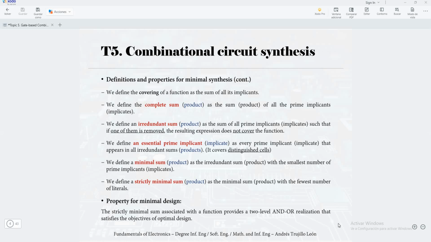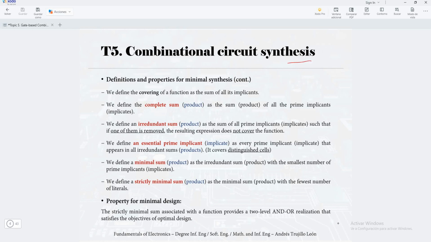So, if you remember, we saw the definition and properties for the minimal synthesis. That is, how to simplify a function using Karnaugh map as a graphical tool with some concepts. Covering a function is to include all the ones of the function in the Karnaugh map into implicants. If we include all the ones of the Karnaugh map into implicants, we have covered the function.